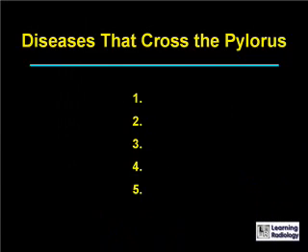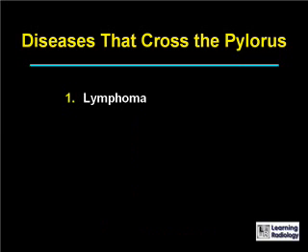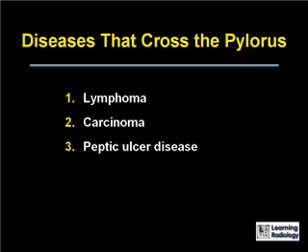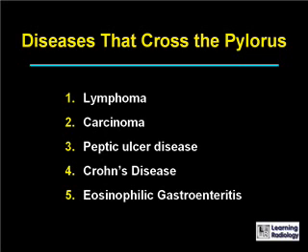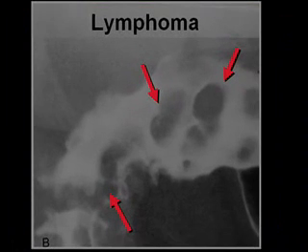The differential is diseases that cross the pylorus. There are 5 causes. The 5 causes of diseases that cross the pylorus are lymphoma, carcinoma, peptic ulcer disease, Crohn's disease, and eosinophilic gastroenteritis.